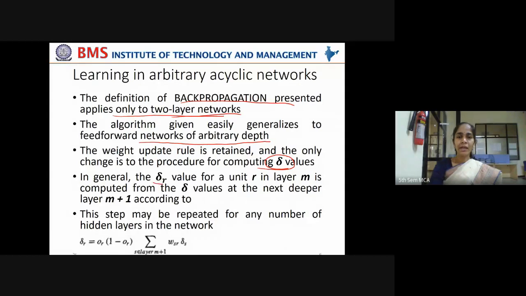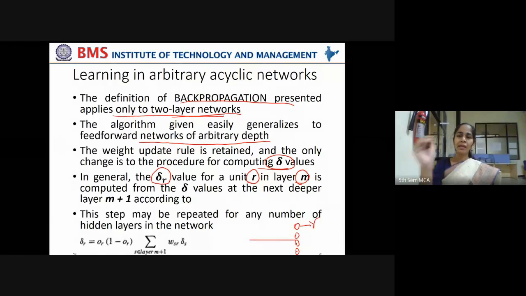In general, the delta R value for a unit R in layer M. Did you understand? Say this is my layer M. This may be my unit R in that layer M. That is how I denote. In general, the delta R value for a unit in layer M, which gives a prediction error delta, is computed from the delta values at the next deeper layer M+1 according to this particular step that we have given here. This step may be repeated for any number of hidden layers in the network.